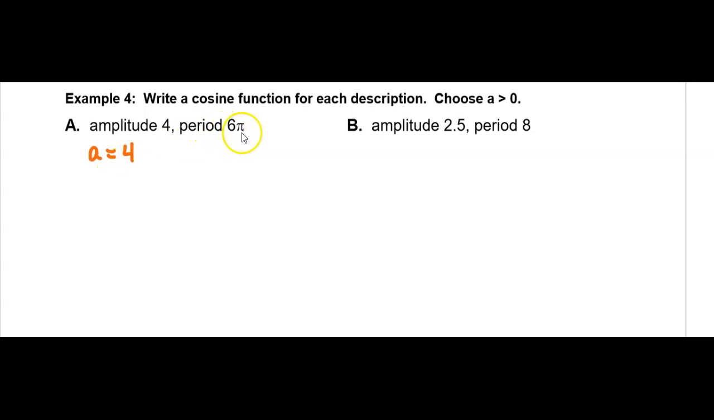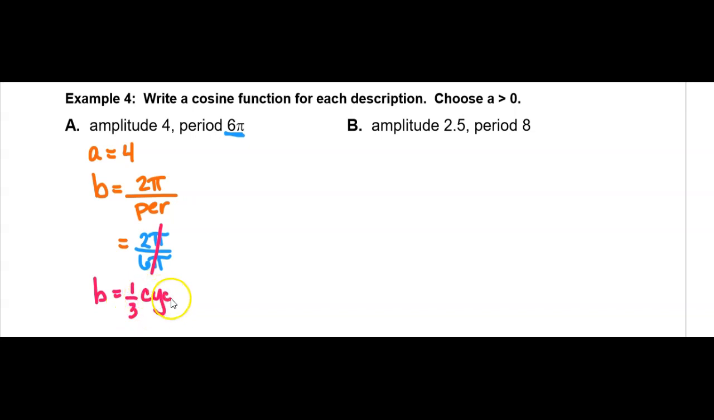And then they're giving us our period, but they're not giving us B. So remember, our B value is equivalent to 2 pi divided by the period. So in our case, we are going to have 2 pi divided by 6 pi. Since our period is 6 pi, they're telling us that right here. Our pi's are going to cancel out, and our B is going to be equal to 2/6, which we're going to reduce to 1/3. So we're going to get 1/3 of a cycle between 0 and 2 pi.